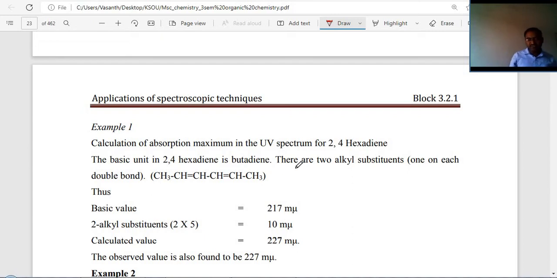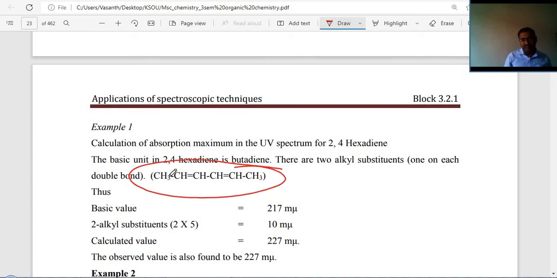This is the structure of this 2,4-hexadiene. Numbering starts from 1, 2, 3, 4, 5, 6. Here one conjugated system is there, that value is 217. Two alkyl substituents, this one and this one, 10 nanometer. Both we are going to add. What is that? 227 nanometer.